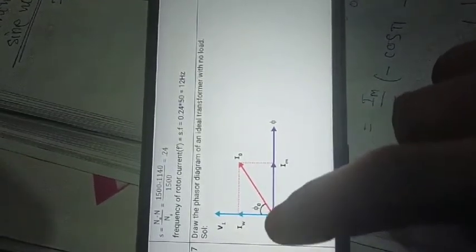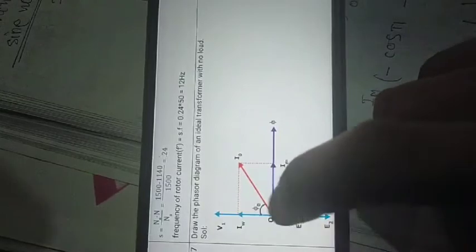Draw the phasor diagram of an ideal transformer at no load. Already you have drawn I0, V1, and the angle between V1 and I0 is phi 0. This is the magnetizing component, this is the working component. Already I have shown this phasor diagram.